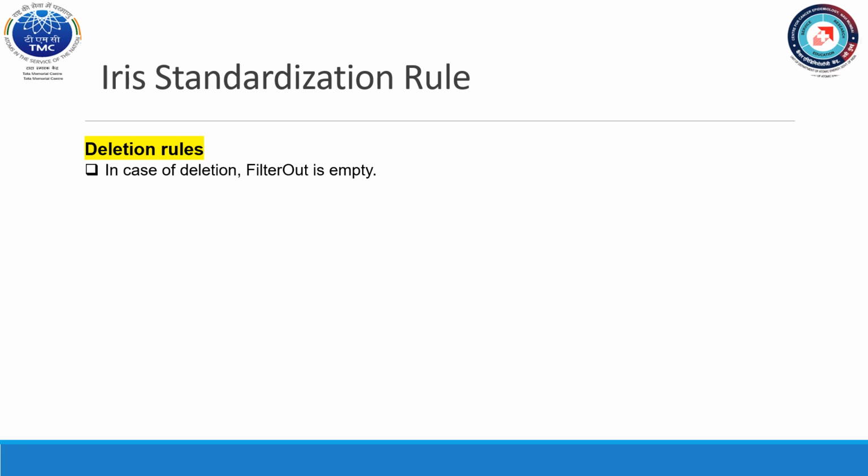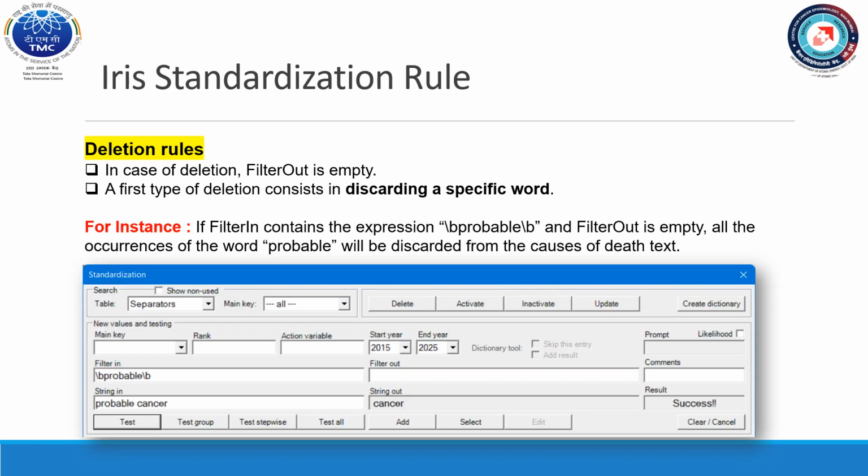Deletion rules. In case of deletion, filter out is empty. A first type of deletion consists in discarding a specific word. For instance, if filter in contains the expression probable and filter out is empty, all the occurrences of the word probable will be discarded from the causes of death text.